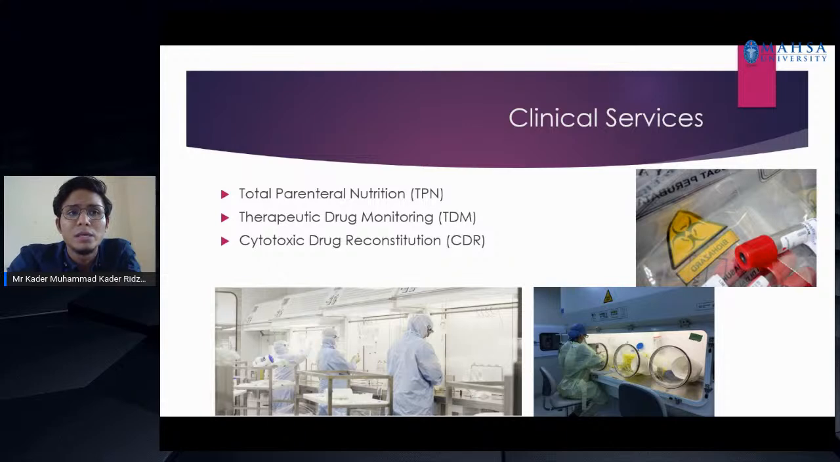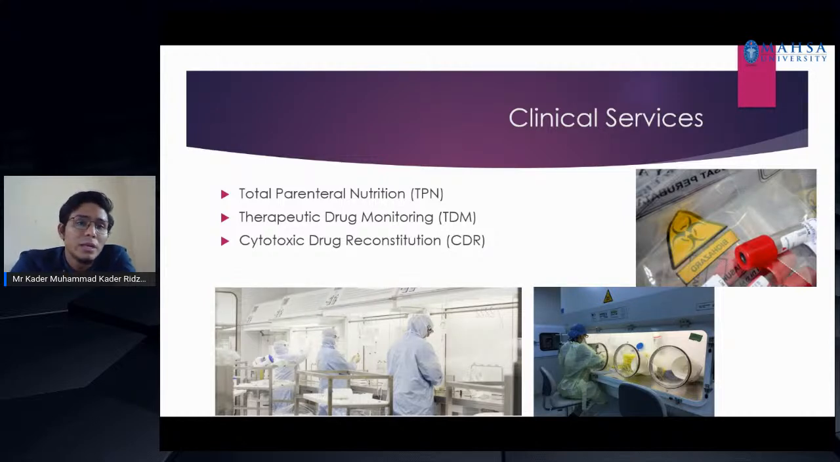Usually you can see in the ward, the bag is maybe colorless or sometimes it's quite white. Inside the bag, it has all the nutrition that is needed by the patient. So you are going to assist the pharmacist in preparing the bag, because every single day there will be a patient needing the TPN bag.